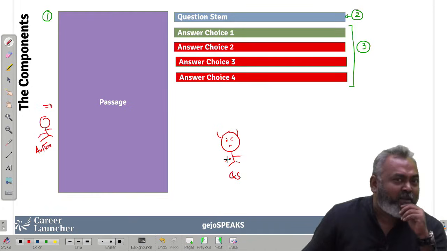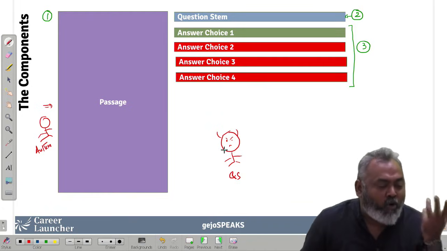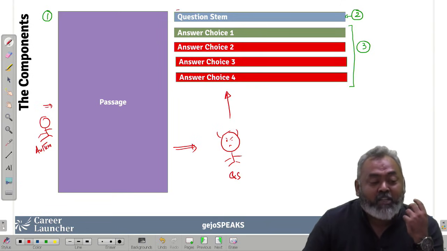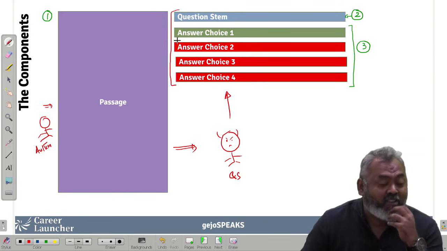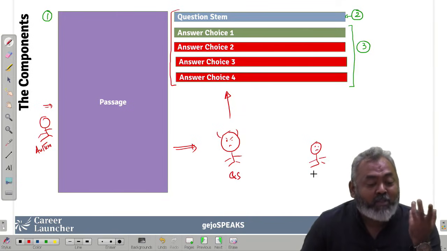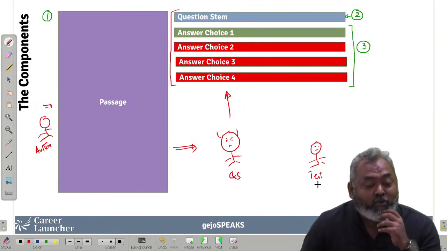I don't know why I've put him as an evil guy, it's okay. All the question setter is doing is to pick the passage, and this is his job, and to create the question, that's what he does. And we are the poor souls, the test takers trying to break his logic, trying to figure out which of the answer choices are right or wrong.